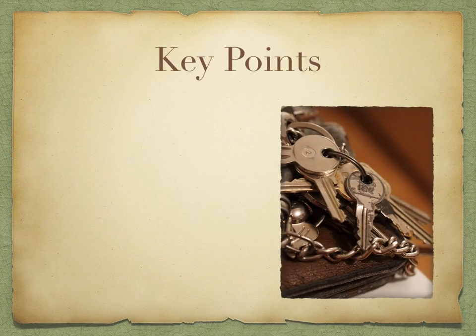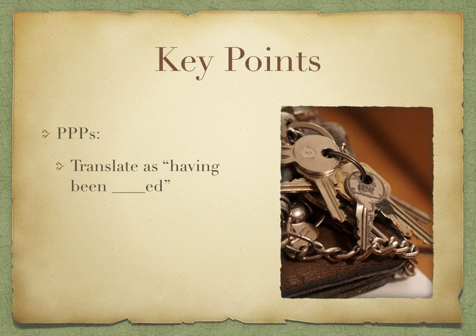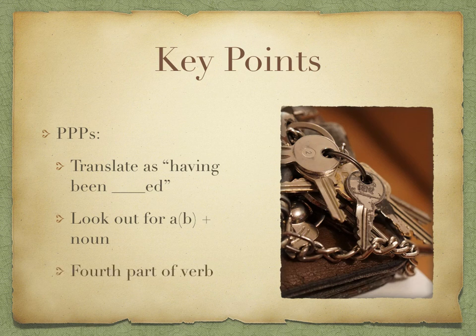So just to recap the key points about perfect passive participles, translate them into English as "having been somethinged." To help you recognize them, look out for a or ab plus a noun, which means "by something"; "having been somethinged by someone" is a good key indicator. And they come from the fourth part of the verb. So when you look up a verb in the vocab list, that fourth part always means "having been somethinged."